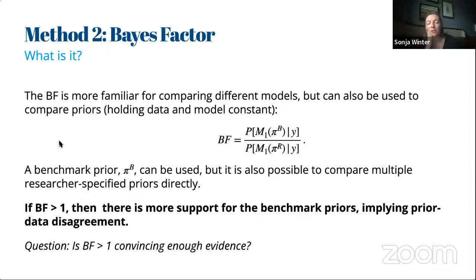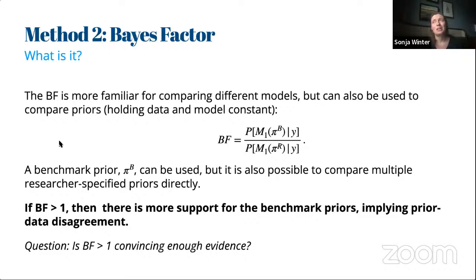In general, we know that if the Bayes factor is larger than 1, it indicates more support for the benchmark priors, implying prior data disagreement. However, we also know that a Bayes factor of larger than 1 might not be convincing enough evidence. I think in the guidelines, we would call that anecdotal. And so one of the questions I asked in this research was, is a Bayes factor of larger than 1 stringent enough, or should we look for a different type of cutoff?